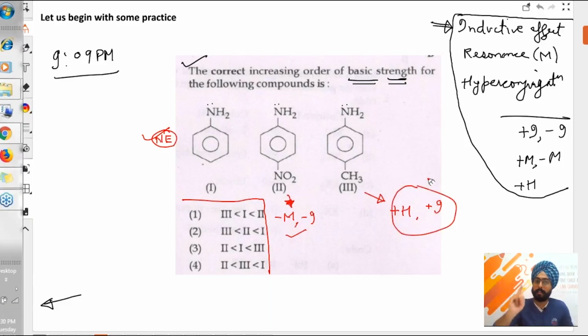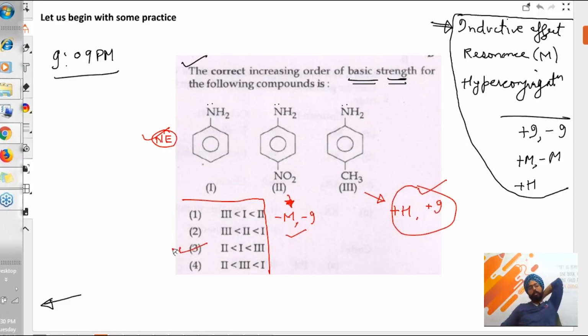Here it is asking basicity, which means release, increase. So the highest basic strength in this case would be for the one which has the most number of electrons being released into the system, and that one is this. Basicity, release, increase, because acidity was release, decrease. So release, increase, which means 3 is the highest. Which one out of these options has 3 as the highest? Already solved. Simple as that.